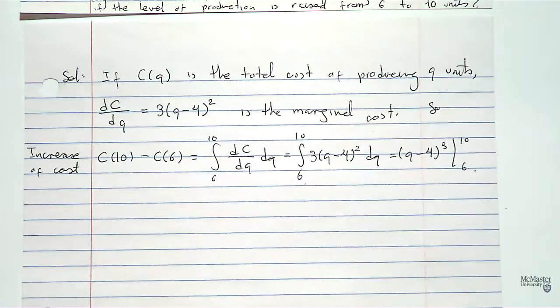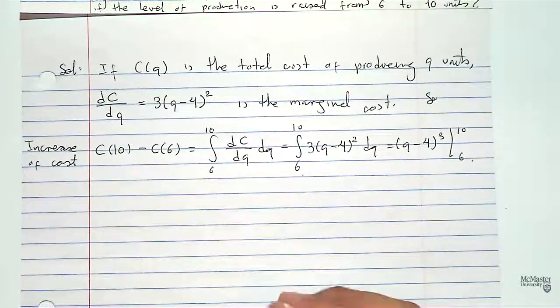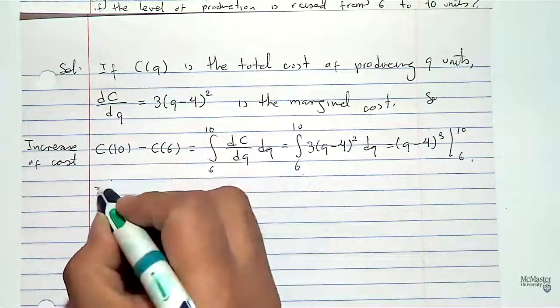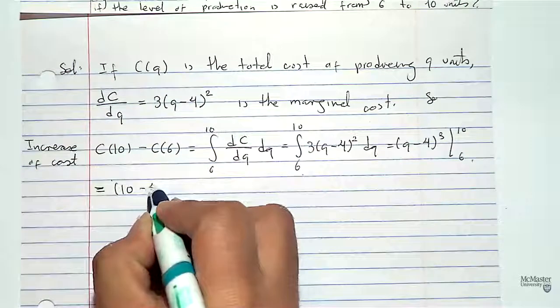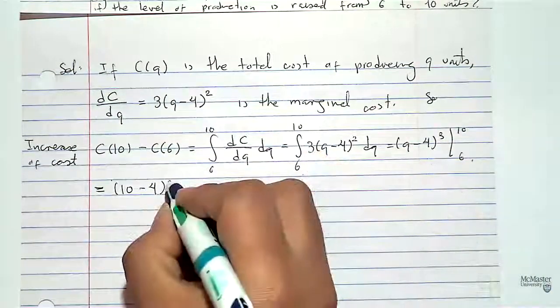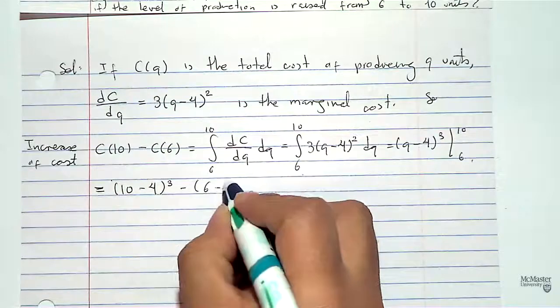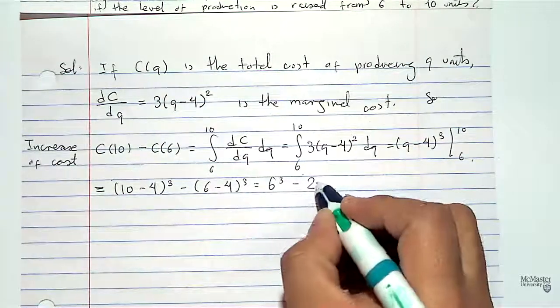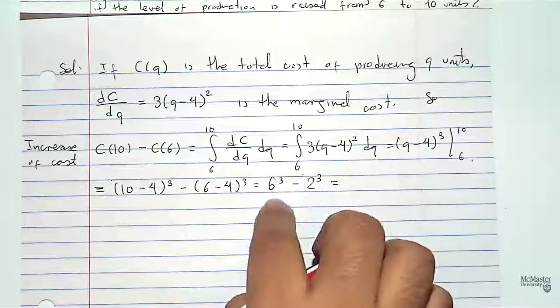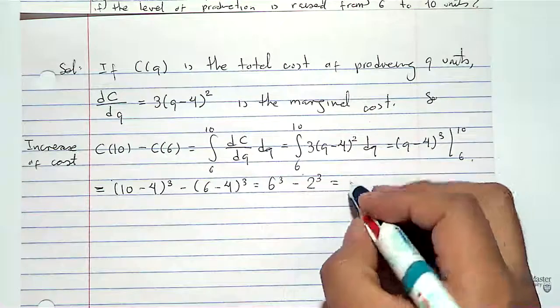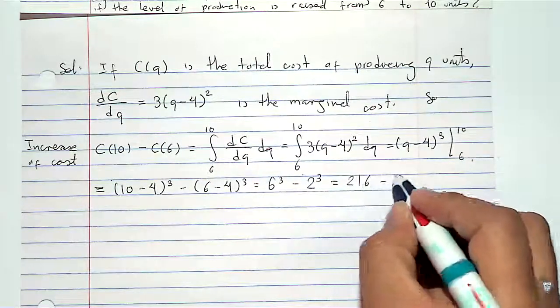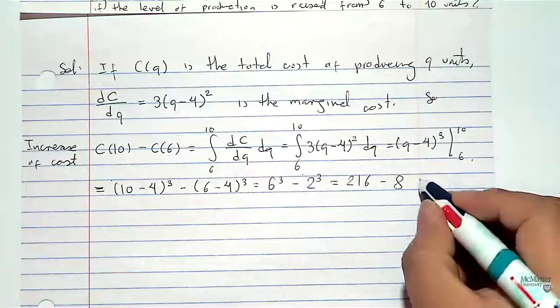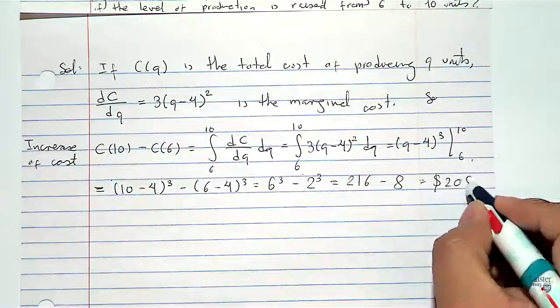Just trying to develop the intuition. So you could plug in these values, and then this is equal to (10 minus 4) cubed minus (6 minus 4) cubed. So you take 6 cubed minus 2 cubed. This is basically 36 multiplied by 6, which is 216, and then minus 8, which is 2 cubed, and then the answer would be 208.